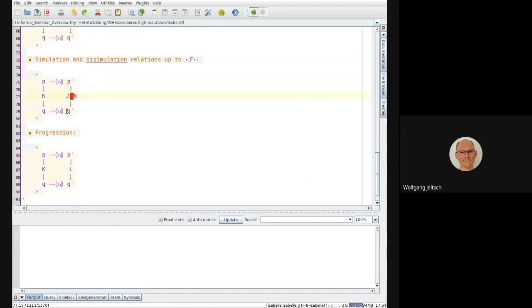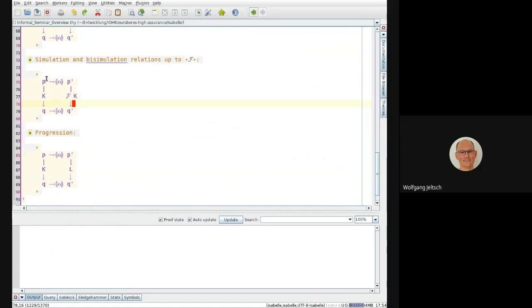But f of K is now equality. So what we have to prove, when we do such a proof up to constant equality, is that for every p and q that are in relation K, I can go from p to p prime with some alpha, and I can go from q to some q prime with the same alpha, where the q prime is the same as p prime. So basically we get such a triangle.